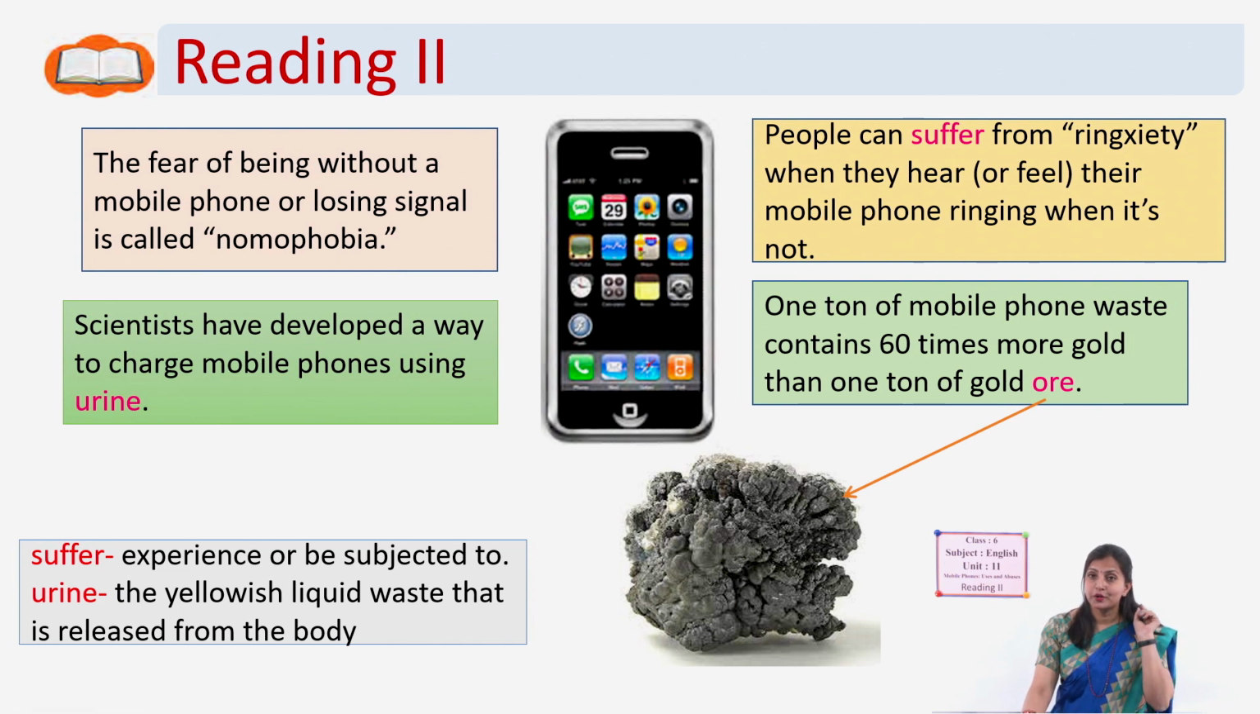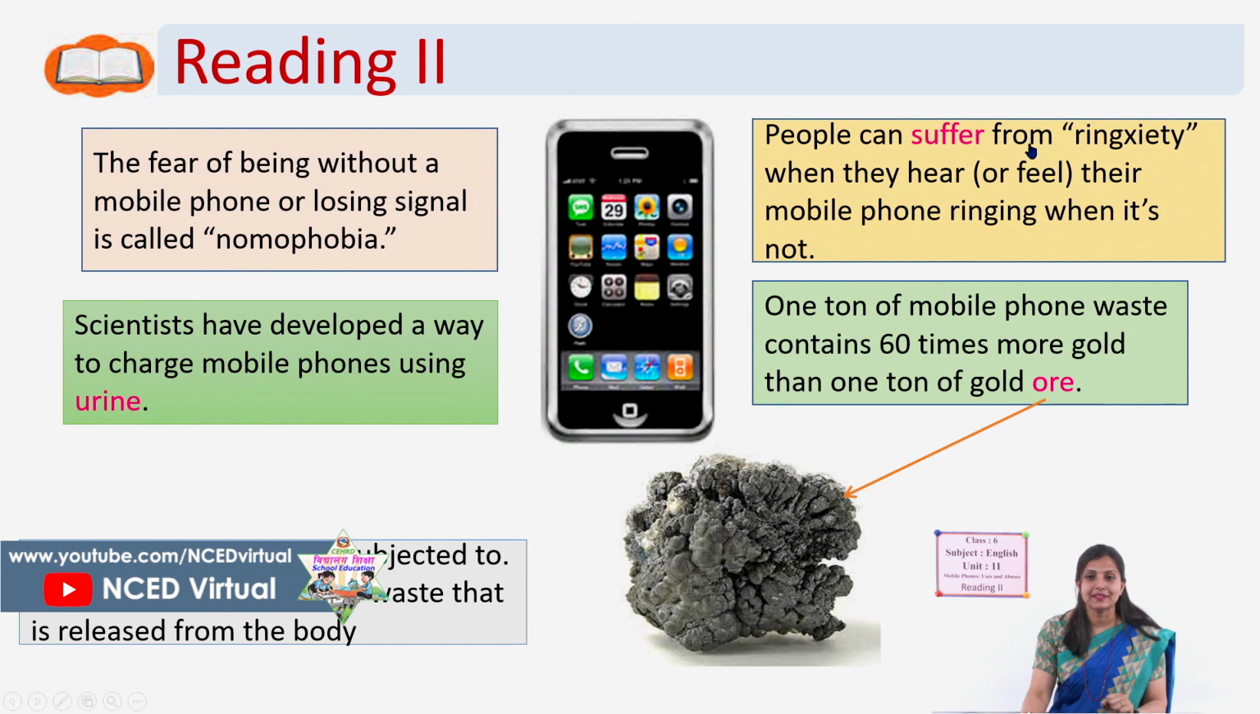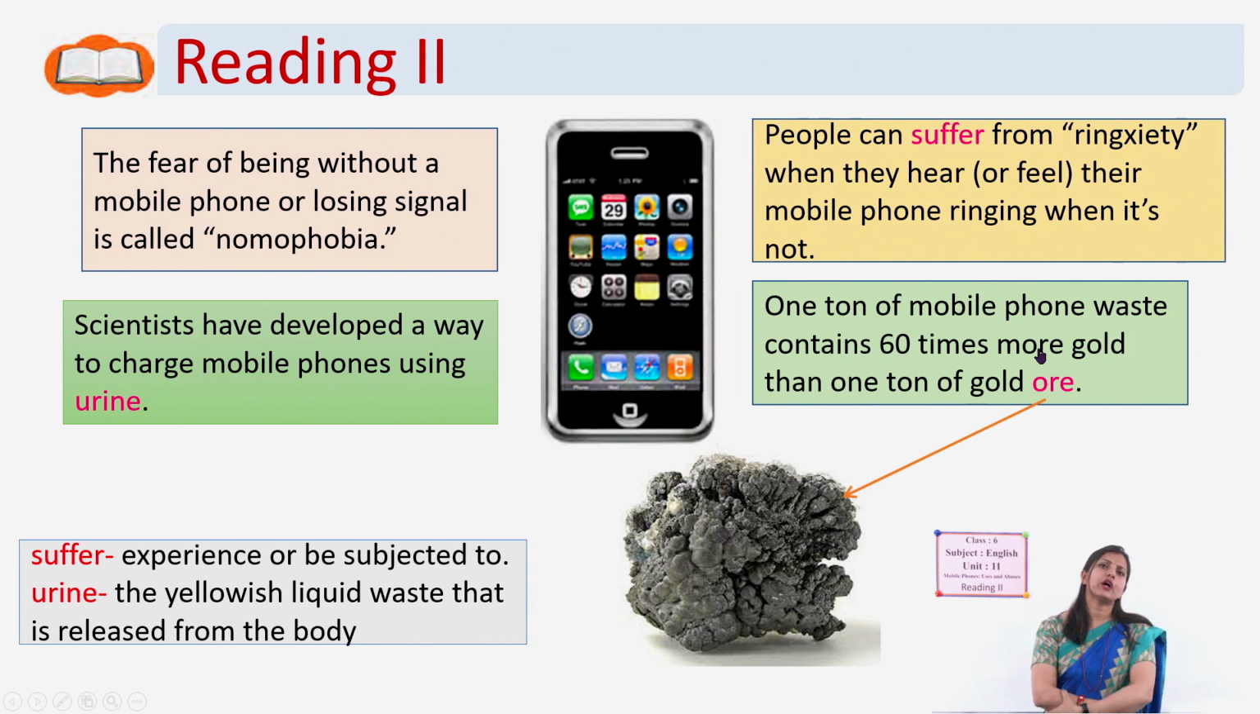Now don't waste your mobile phones, because it is said that 1 ton of mobile phone waste, 1 ton means how many kilograms are there, tell me, in 1 ton? Very good, yes, 1000 kilogram is equal to 1 ton. So 1 ton of mobile phone waste contains 60 times more gold than 1 ton of gold ore. Isn't that surprising? Aren't you surprised? I am.